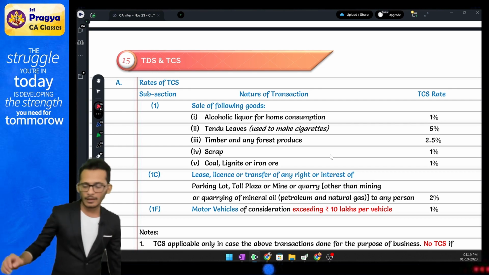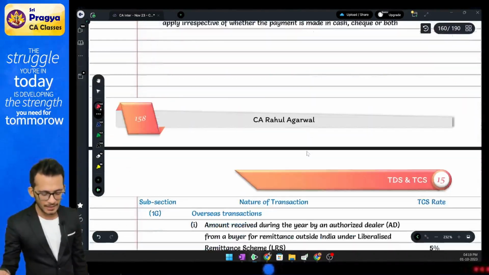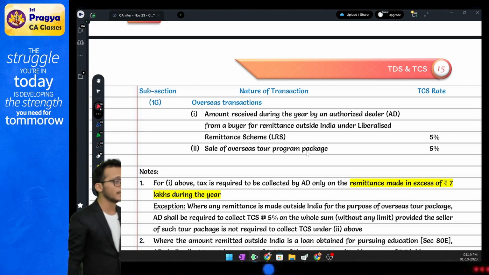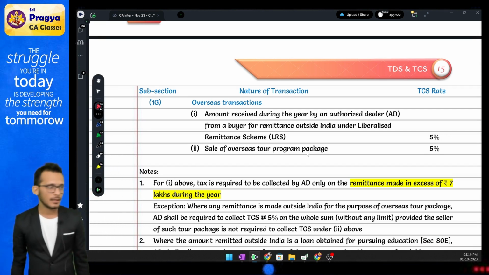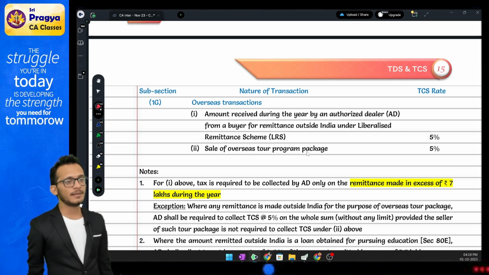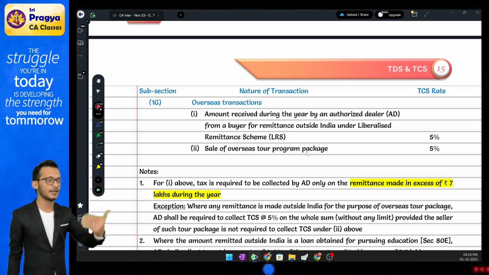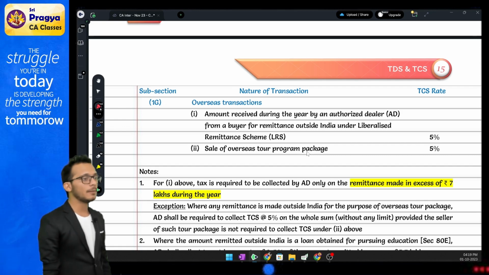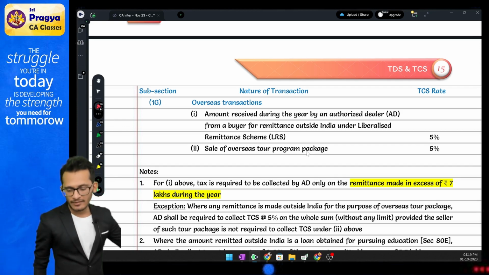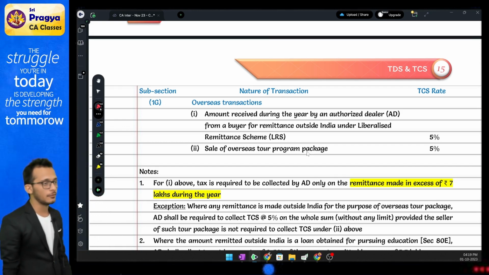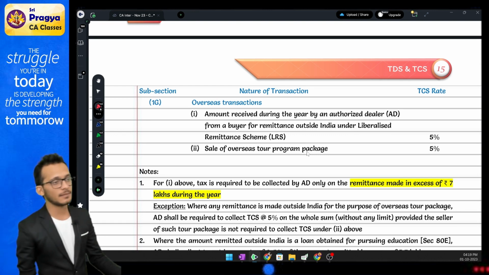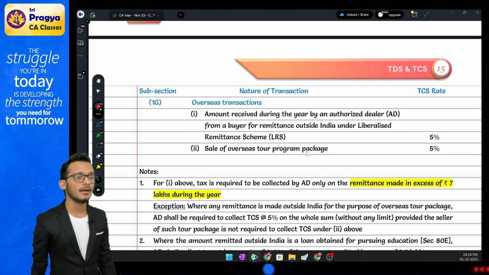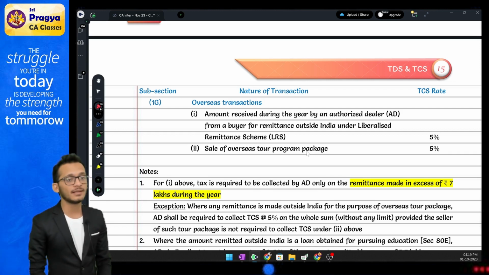Then they are saying that boss, if you are planning to make a payment outside India, income tax is saying that you can only make a payment up to 7 lakhs outside India. If you plan to make a payment outside India above 7 lakhs, I will put a TCS on you at the rate of 5%. This TCS will be collected by the person who is going to make the payment on your behalf.